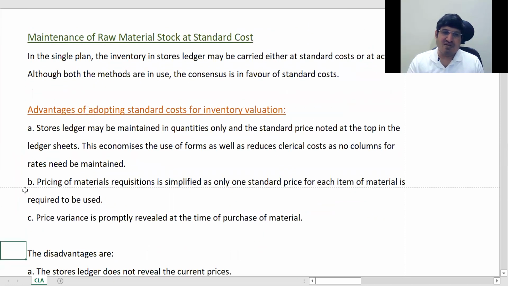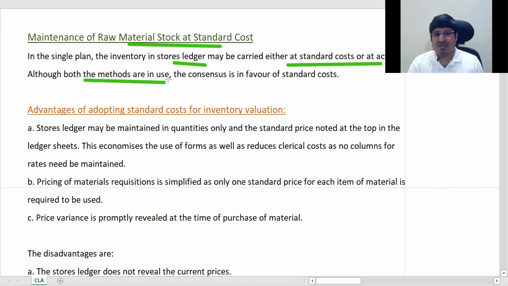Now next point is maintenance of raw material stock at standard cost. So in stores ledger, stock ledger, stocks can be carried at standard cost or actual cost. Both methods are in use. Some companies use this method, some companies use that method, but consensus is in favor of standard cost.